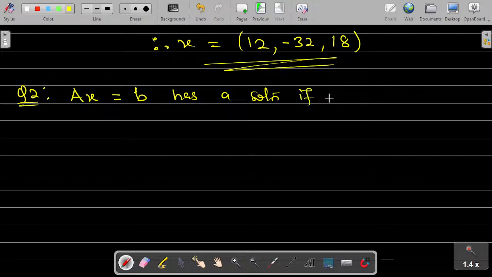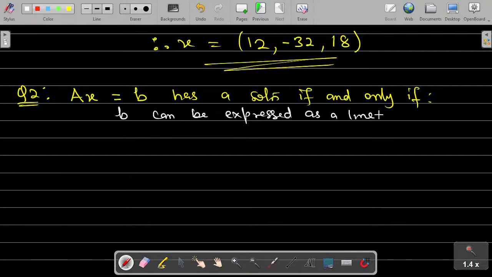It has a solution if and only if, and we said that earlier in question 1, b can be expressed as a linear combination of the column vectors of A. You know that every matrix can actually generate column and row vectors.